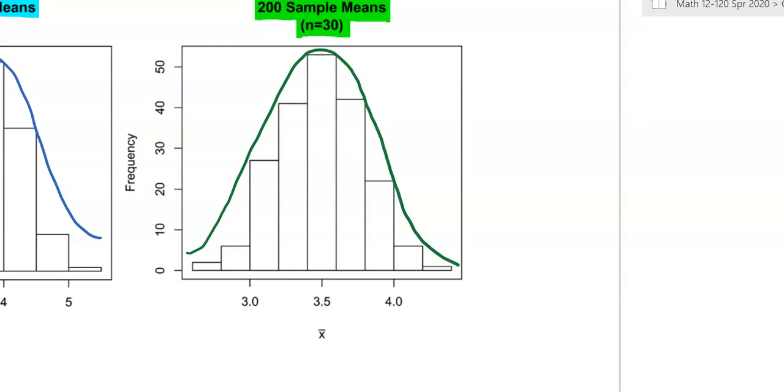And once the sample size got all the way up to 30, now the mean for this one, for this generated sample that I did, I got 3.502. And the standard deviation of these x bars ended up being 0.312.